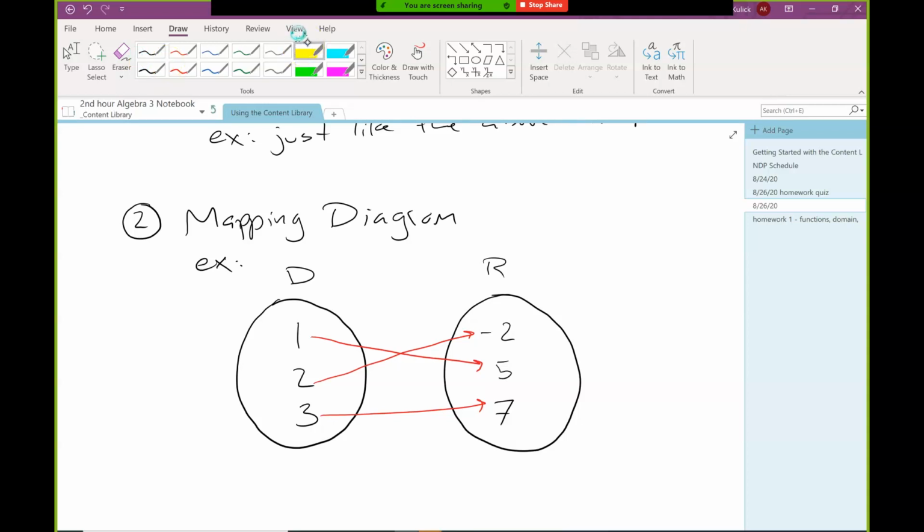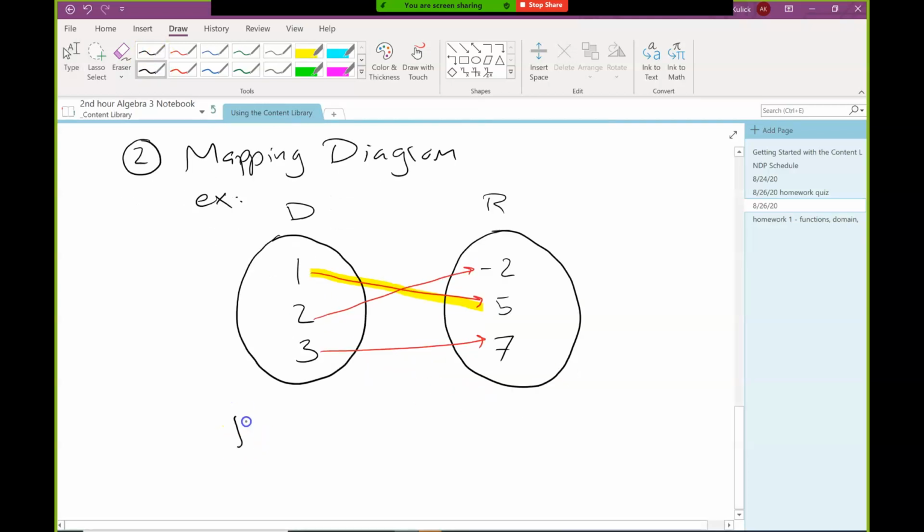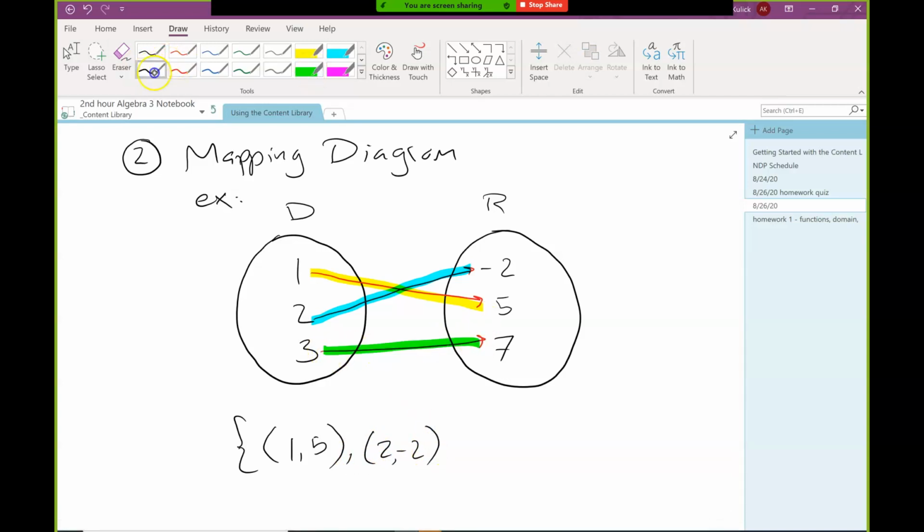And each of these arrows basically is representing an ordered pair. So for example, this arrow that I've highlighted in yellow represents the ordered pair 1, 5. This arrow that we've highlighted in blue would represent the ordered pair, I picked red there, 2, -2. And this arrow that we've highlighted in green would represent the ordered pair 3, 7.